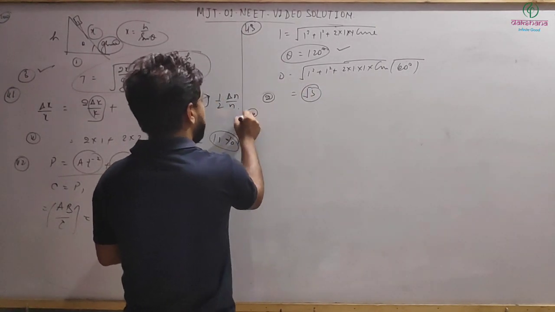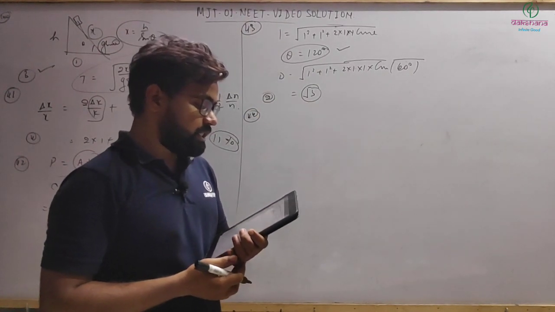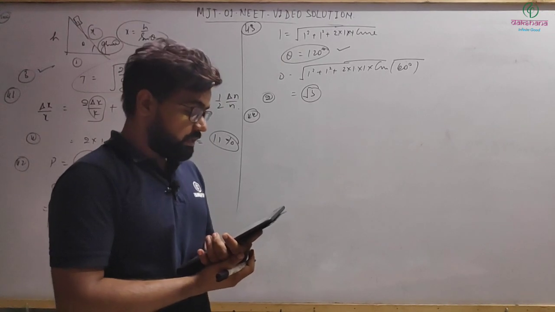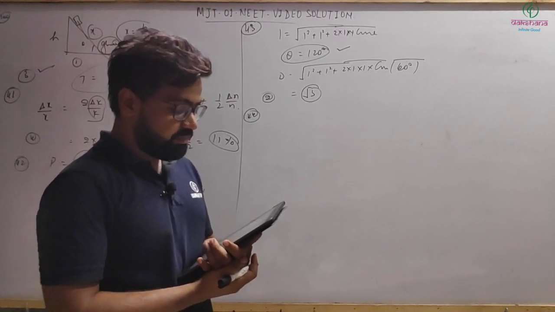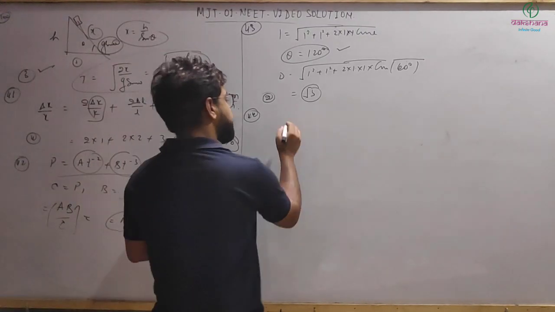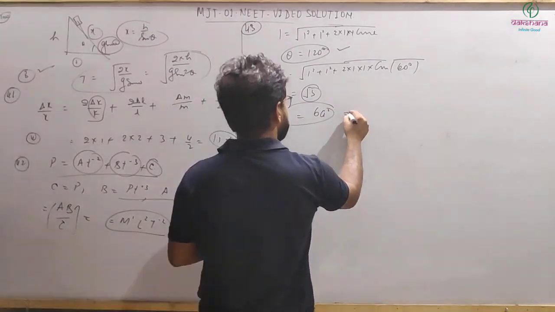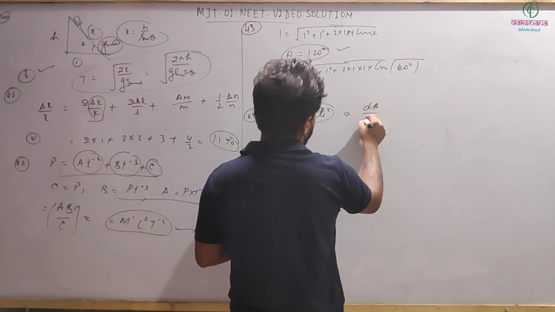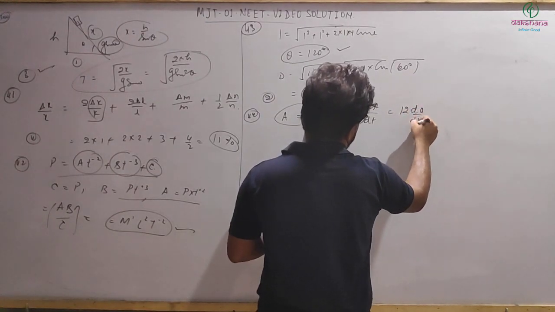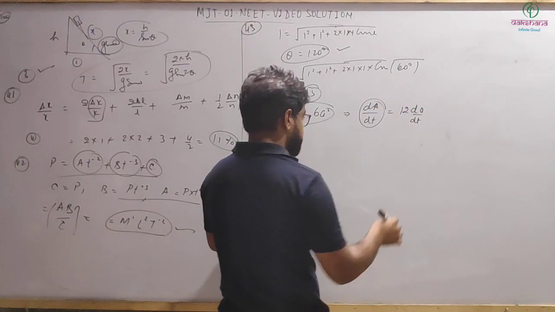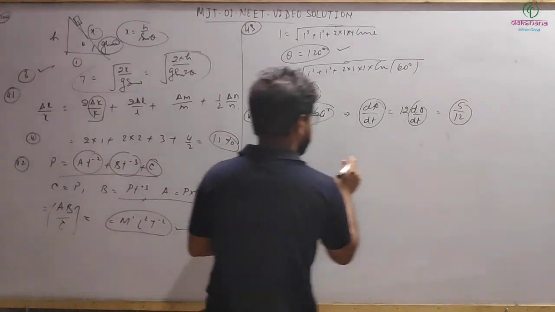Question number 44. The surface area of a cube is changing at the rate of 5 meter square per second. Find the rate of change of body diagonal at that moment. Okay, so the surface area of the cube is equal to 6a square, and dS by dt is equal to 12a into da by dt. This is given as 5, so da by dt is equal to 5 by 12a.